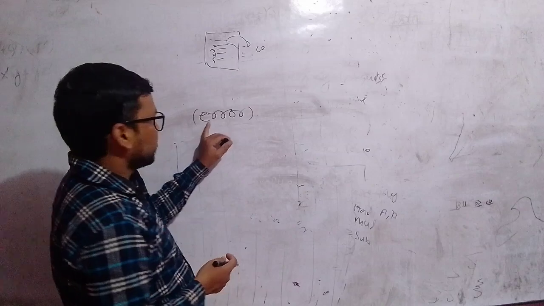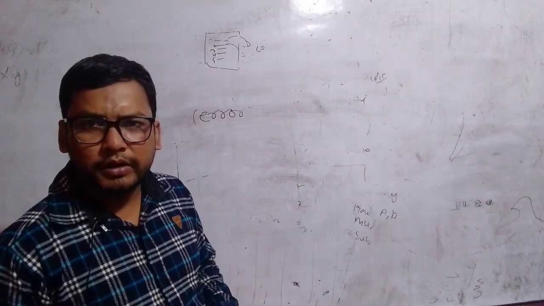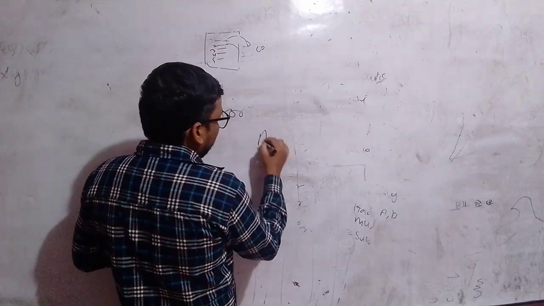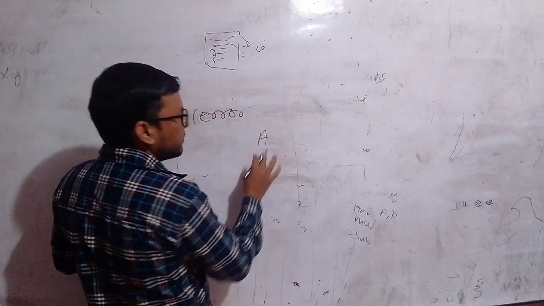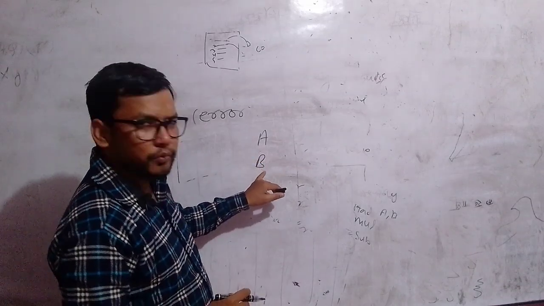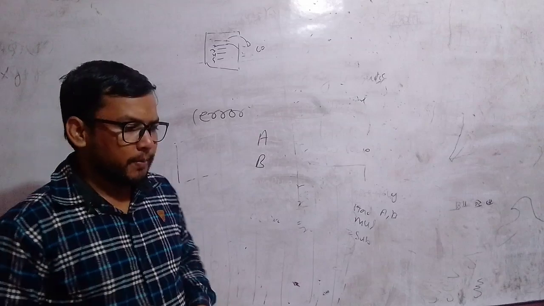Now error means the code is not working properly. We are trying to write A and we obtained B. That means this is an error. We are not getting the same as we expect. This is called an error.